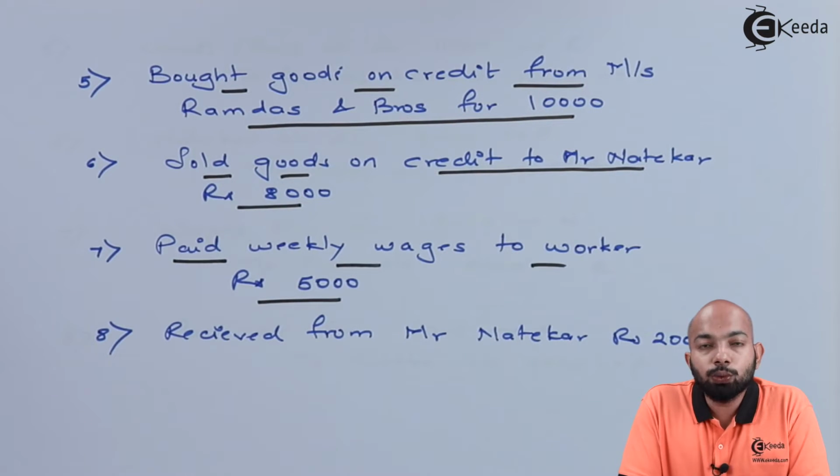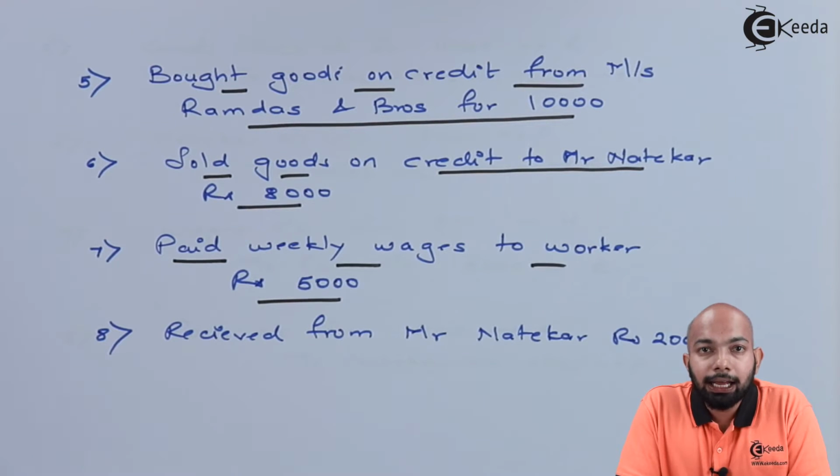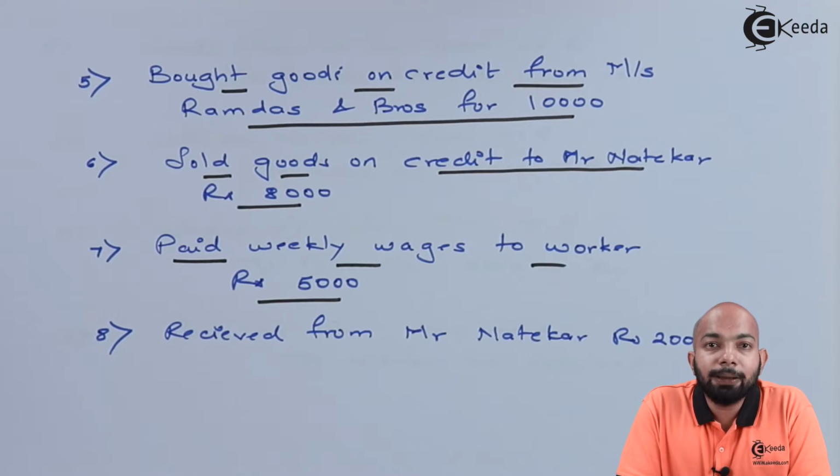Paid weekly wages to worker, rupees 5,000. You have paid out weekly wages to the worker, rupees 5,000. Now you need to figure out which account will be debited, which account will be credited, and under which category these accounts fall, whether personal, real, or nominal. Do that, and we'll check at the end of this specific transaction whether your entries are correct and whether they match my records.